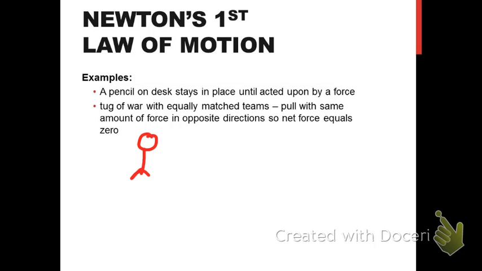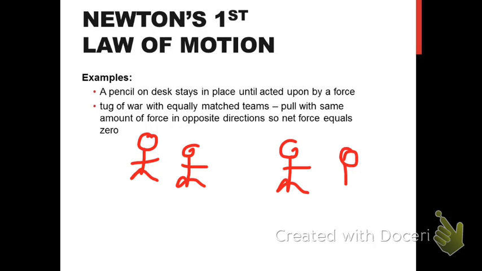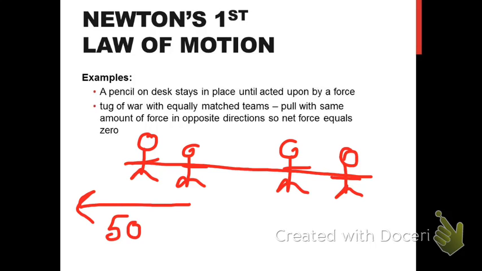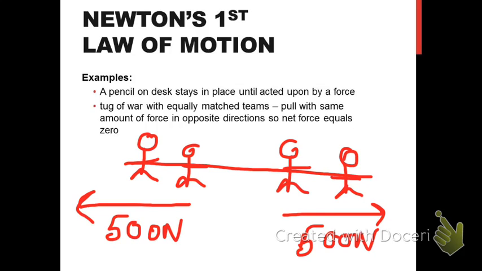So let's say, for instance, I have two teams of people in a tug-of-war battle. And here's the rope right here. And they're pulling, let's say this team over here is pulling with a force of 500 newtons. And this team is pulling the other way with a force of 500 newtons as well. Then that will show that there's no net force. The forces are completely balanced. There's 500 newtons going to the left. There's 500 newtons going to the right. The forces are equal. Therefore, nobody's going to move.